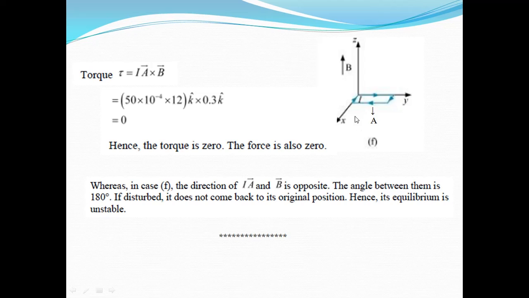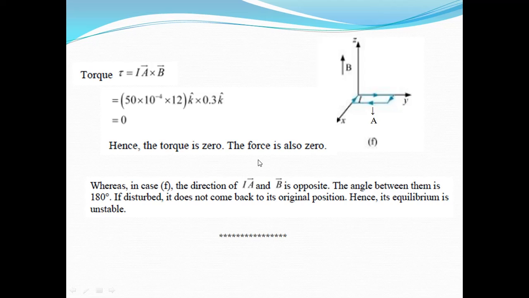Now the last case, we have area. The current is reversed. So area points downwards and B is upwards. So there is an angle of 180 degrees between A and B. But one is along the positive z-axis and the other one is along the negative z-axis. So we have K cross K again, which is equal to 0.